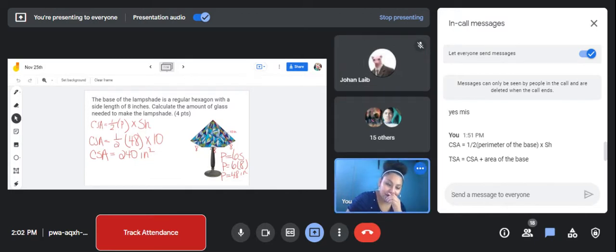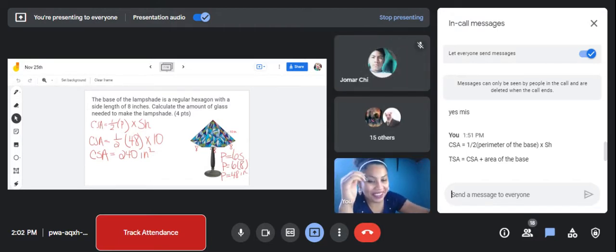Why? Why are we going to find the total surface area? Because yes is not a reason. Just listen to what the question is saying: calculate the amount of glass that is needed to make the lampshade. Haven't we found that already? Why do I need to add the area of the base? Does the base of that shape also take glass, or is it only the curved surface area? It's only the top that is going to take glass.